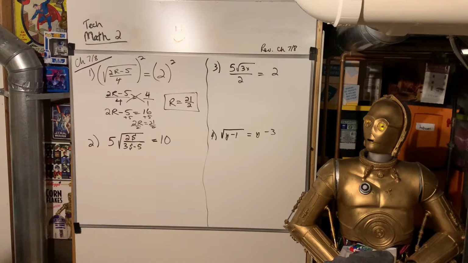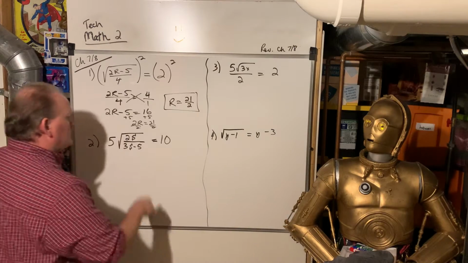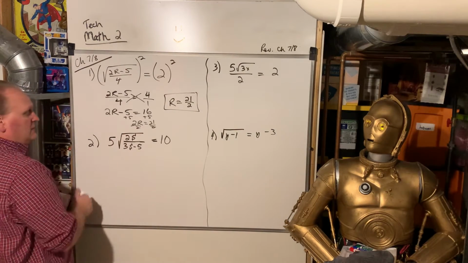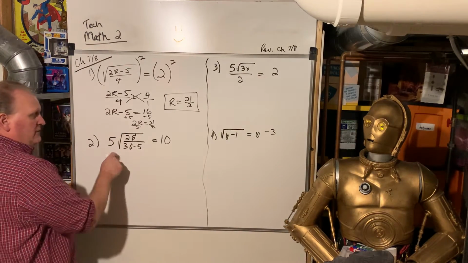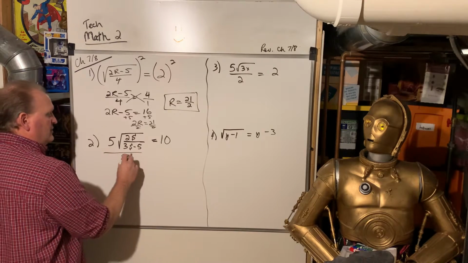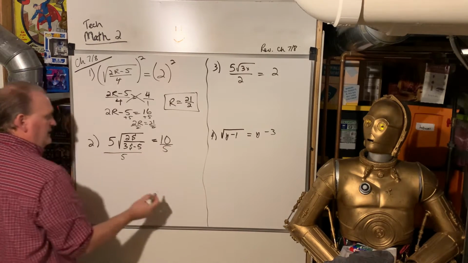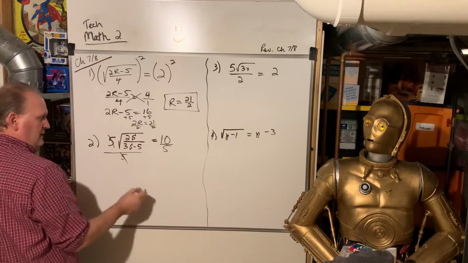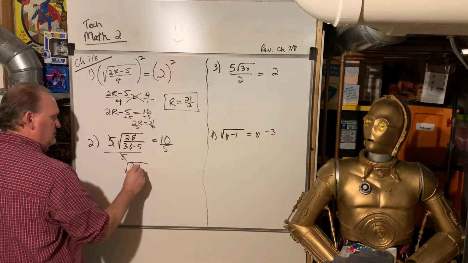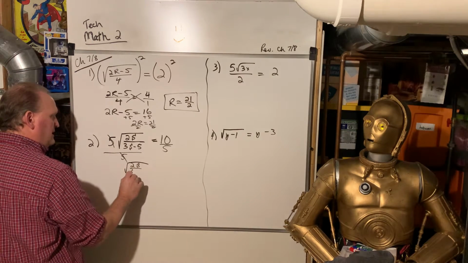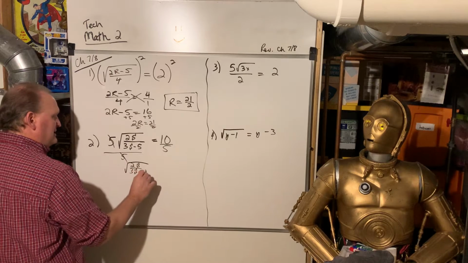The marker is dying. Okay, so this one, first we have to isolate the square root. So they have this 5 out in front. We're going to divide both sides by 5. And that'll cancel there. And so we have the square root of 2s over 3s minus 5.